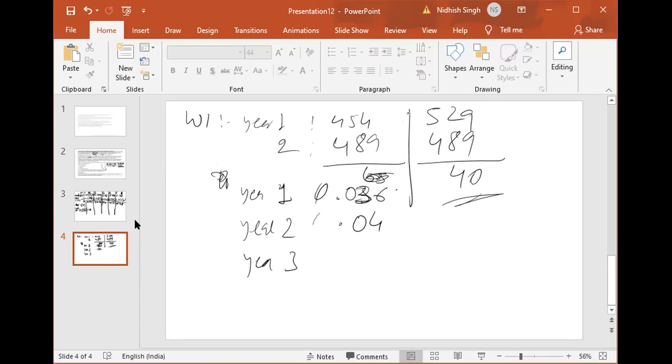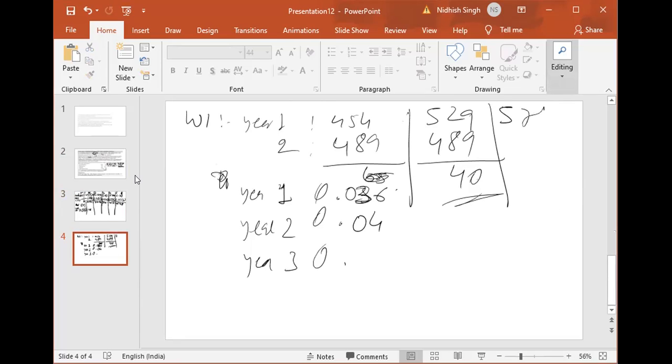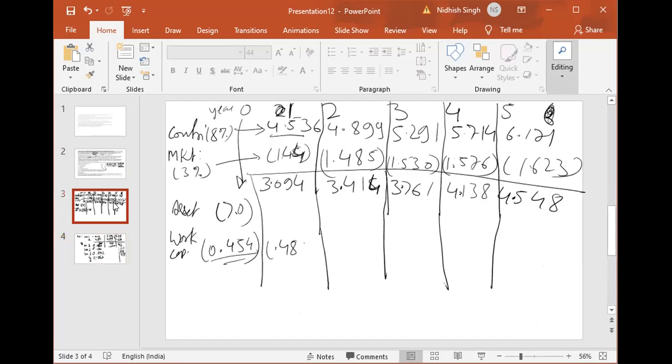Year 3, again I have to look at 571. 571 minus this year 529, 30 or 41. That becomes 42. So for year 3, I have to make a similar 0.42 million of investment. Year 4, how much? 617. So how do I make this? 617 minus 571. So almost 47. And in year 5, I think there is some good news.